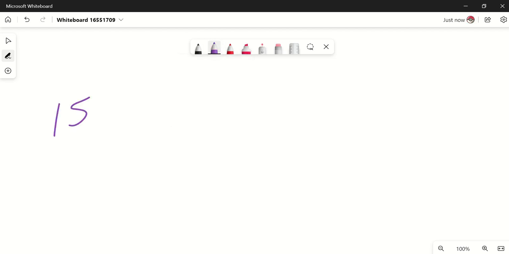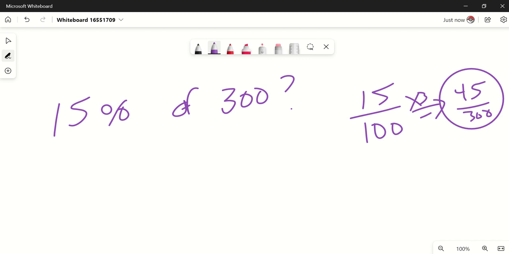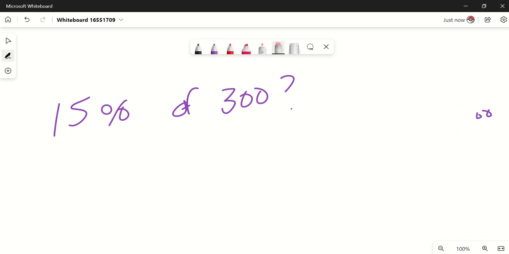So 15% of 300. How could I solve this? Now, I taught you guys that you could have put 15 over 100 and then converted it to have 300 as the denominator, meaning we multiply it by 3, and that would have been our answer. Sometimes we're not going to have that easy road to take. It's not going to be that easy.